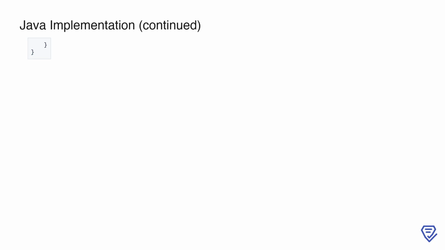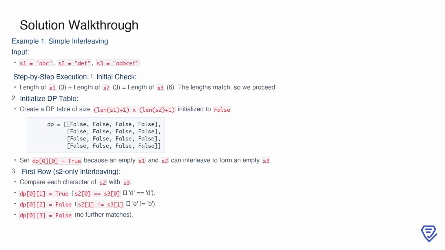Finally, the result is stored in DP[S1.length][S2.length], which tells us whether the entirety of S1 and S2 can interleave to form S3. The function then returns this result. To solve the problem of determining whether S3 is formed by interleaving S1 and S2, we start by performing an initial length check. Here, the lengths add up correctly: the sum of the lengths of S1 and S2 equals the length of S3. This means it's possible to interleave them, so we proceed.